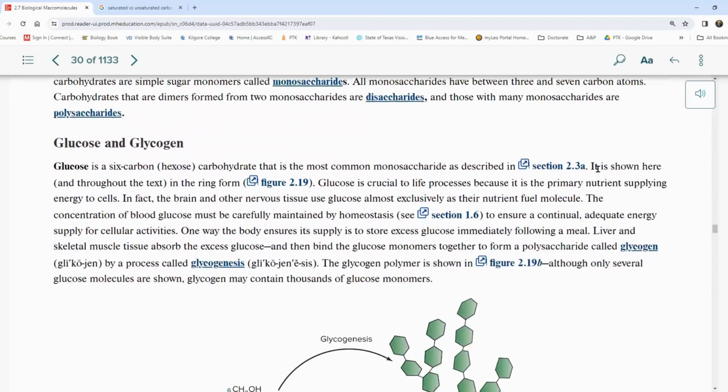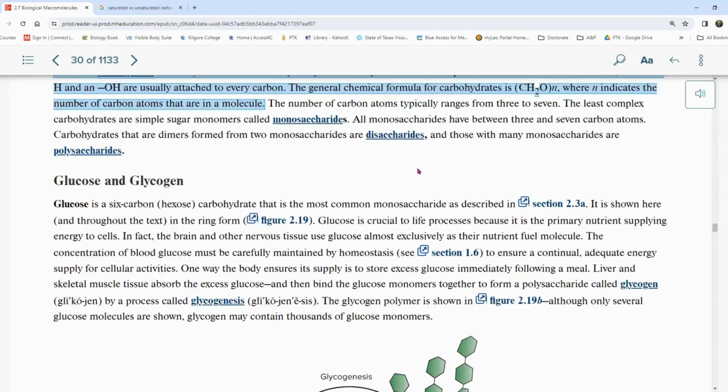Now, glucose is a 6-carbon ring, also known as a hexose. It is a carbohydrate that is the most common monosaccharide. Mono means one. A disaccharide would be 2 monosaccharides put together, and if you have many saccharides put together, you have a polysaccharide. Simple sugars would be monosaccharides. The sugar that we eat, which is sucrose, would actually be a disaccharide.